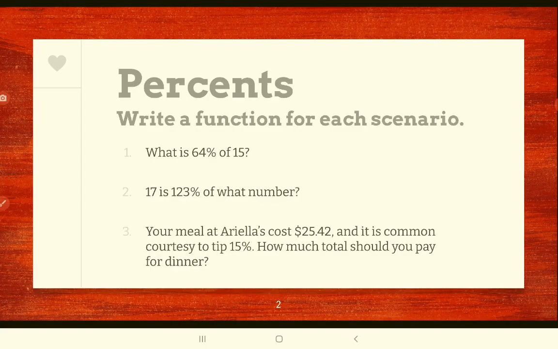The first place that you see linear functions all the time is with percents. And percents are important with insurance, they're important with taxes and tips and all those fun things. So look at example 1.